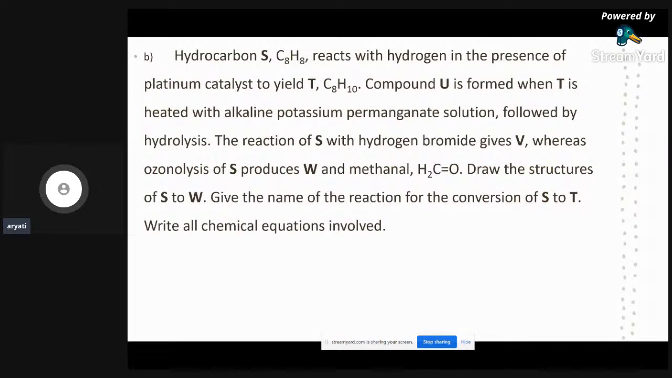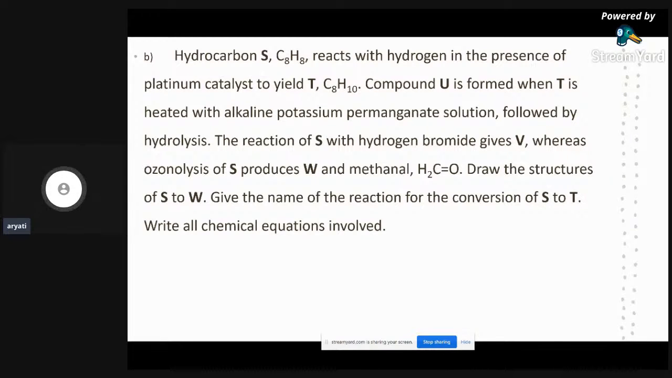Okay, so we move to the next question. Question number 6b: hydrocarbon S, C8H8, reacts with hydrogen in the presence of platinum catalyst to yield T, C8H10. Compound U is formed when T is heated with alkaline potassium permanganate solution followed by hydrolysis. The reaction of S with hydrogen bromide gives V, whereas ozonolysis of S produces W and methanol. Draw the structures of S to W, give the name of the reaction for the conversion S to T, write all the chemical equations involved.